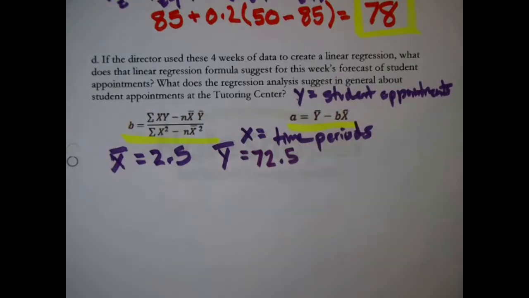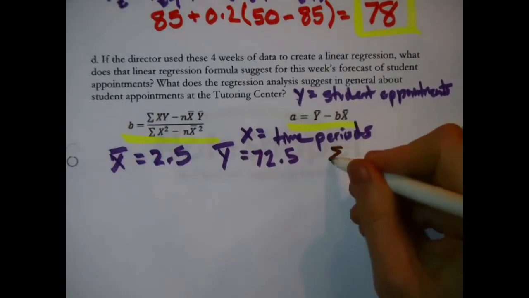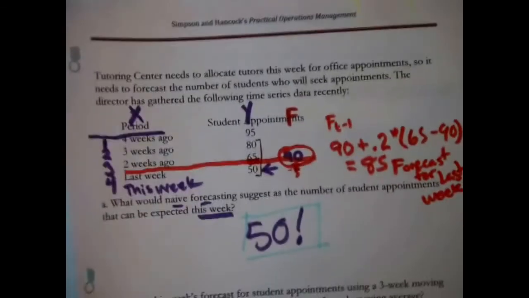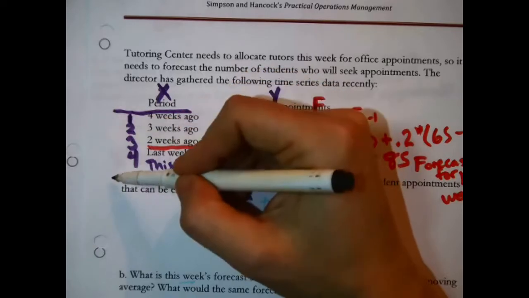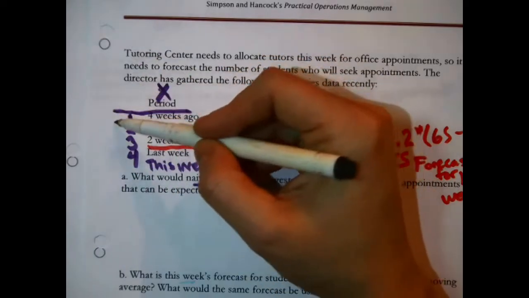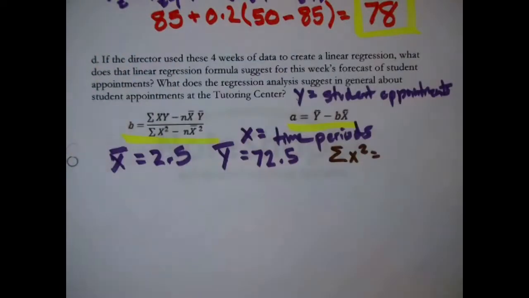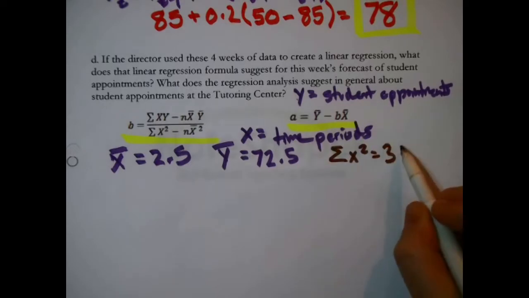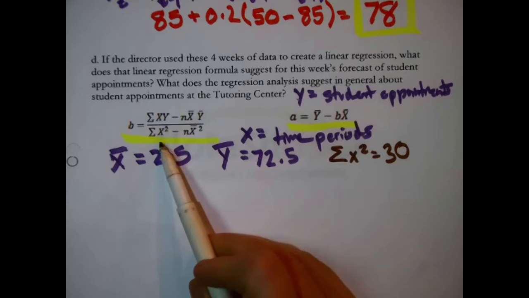We need, for instance, in this formula, the sum of X squared. Where are we going to find that? Oh, that's pretty easy. These are the X's, right? Square them, then add them up. So basically 1 plus 4 plus 9 plus 16. I did that. I got 30. Okay, good. We've got that one right there.